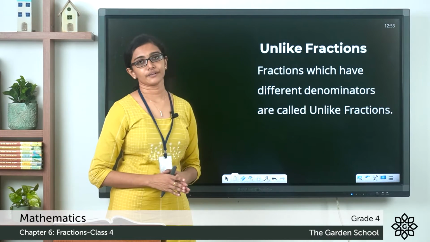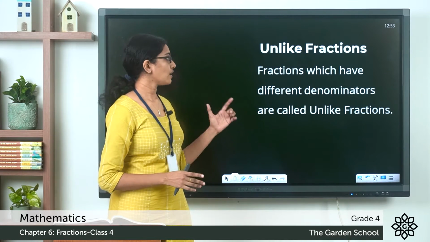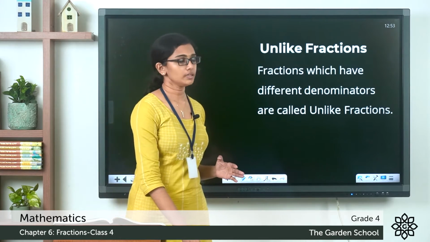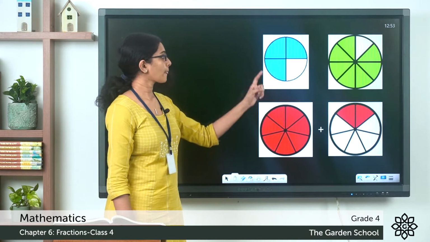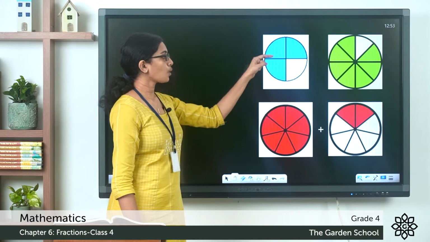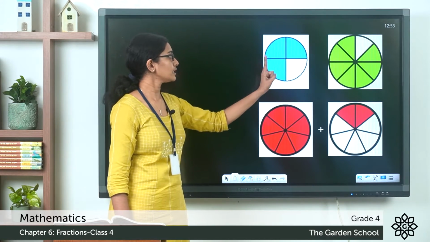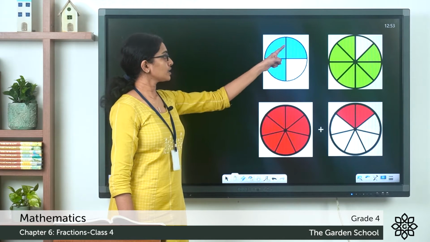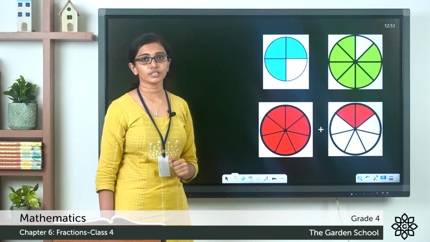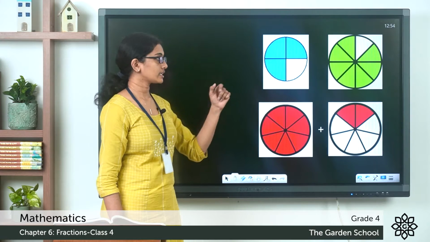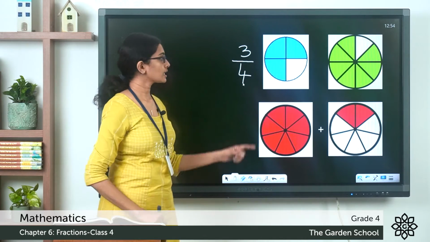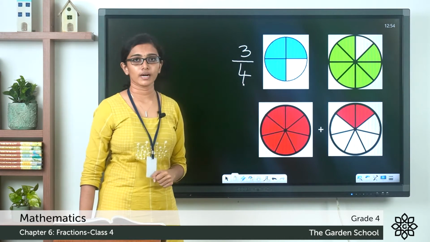Now let's see what are unlike fractions. The fractions which have different denominators are called unlike fractions. Let's see that with an example. Look at the pictures given here. The first picture, a circle or one whole is divided into 4 equal parts. 1, 2, 3 and 4. And 3 out of these 4 parts are colored. So what is the fraction of the colored part in this case? It is equal to 3 by 4, which means 3 parts out of these total 4 parts are colored.